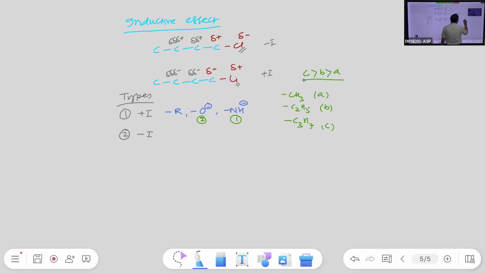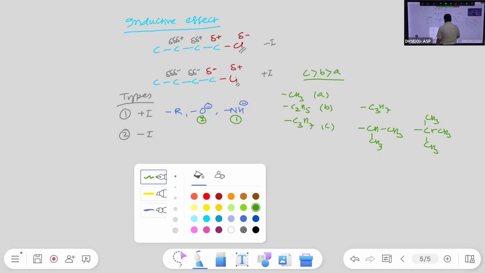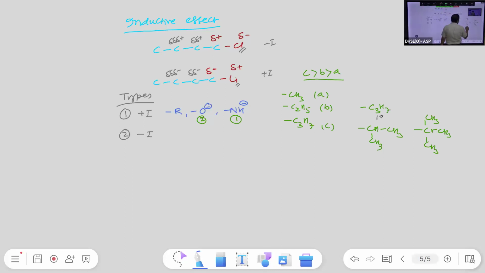Suppose we have primary, secondary, tertiary. Suppose C3H7, that is normal. Then this is another. Primary, secondary, tertiary. So let it be: it is 1 degree, this is 2 degree, this is 3 degree. So what is the power of plus I group? Now it is tertiary greater than secondary greater than primary.